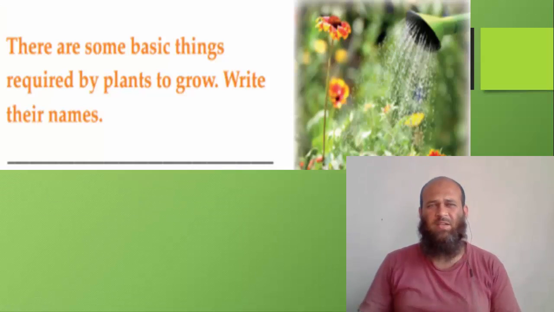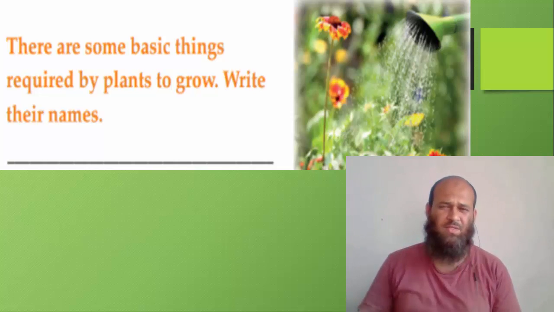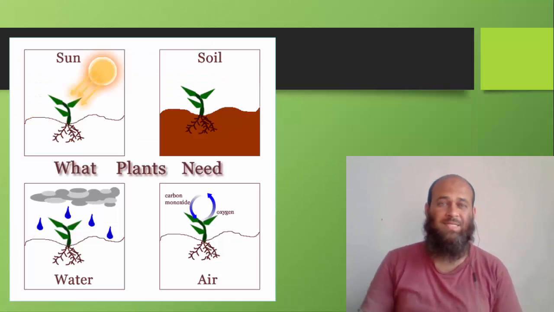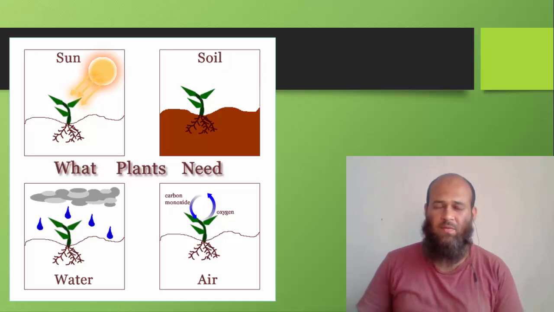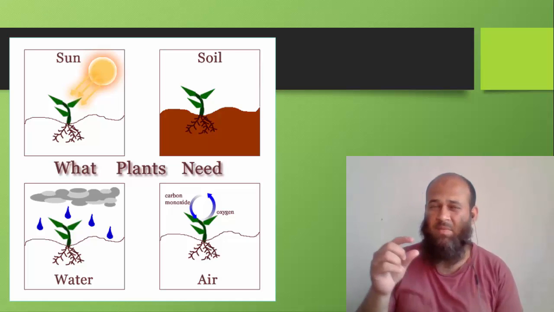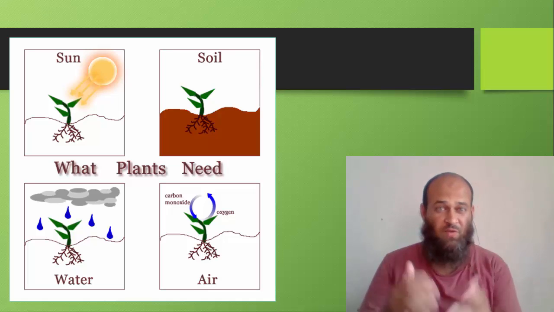Now, there are some basic things required to grow a plant. Do you know what those things are? Yes, they are sun, soil, water, and air. These are necessary requirements, minimum requirements to grow plants. You already know that because you do farming at your school.